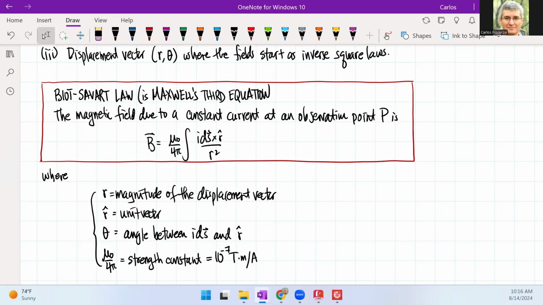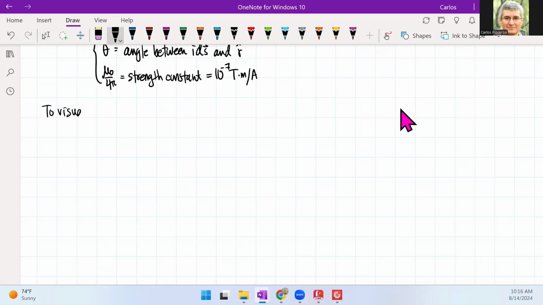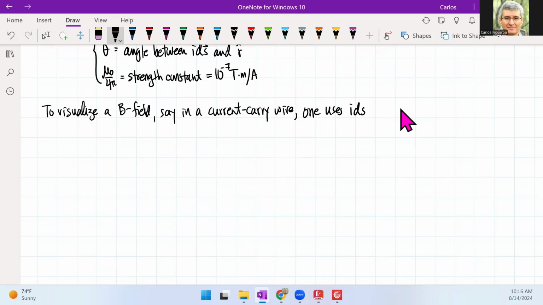So now what we want to do is visualize the magnetic field. To visualize a magnetic field, say in a current carrying wire conductor, one uses I ds cross r hat to get the directions. So let's try to do that.